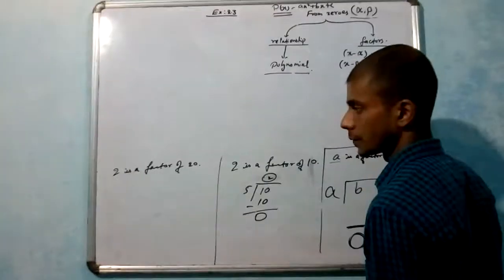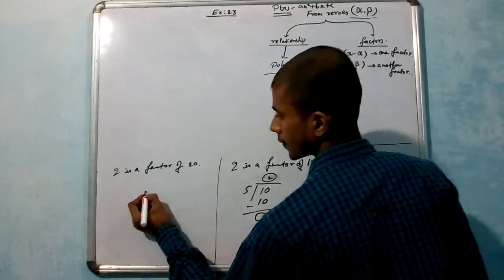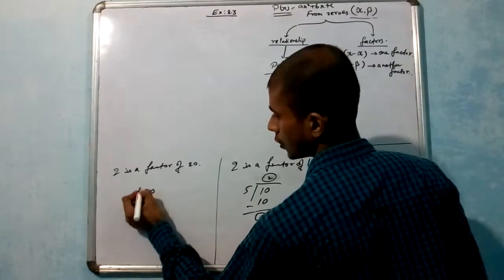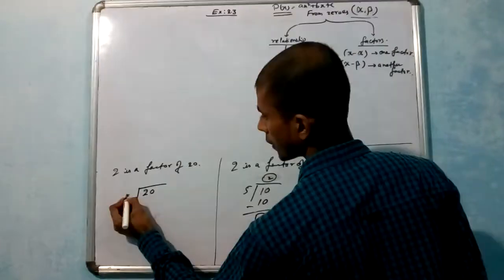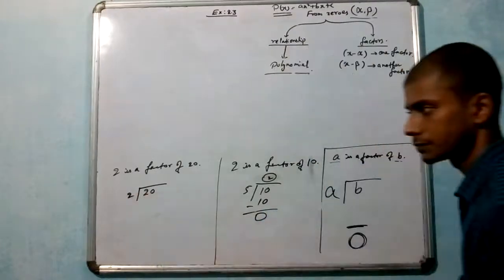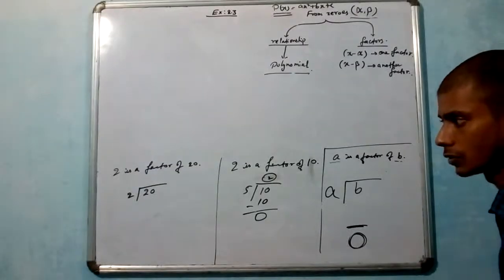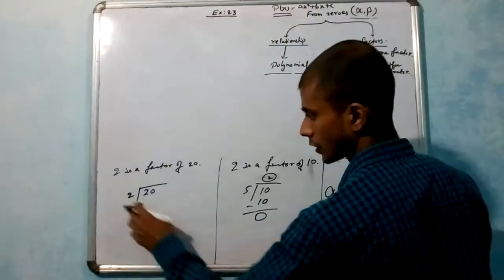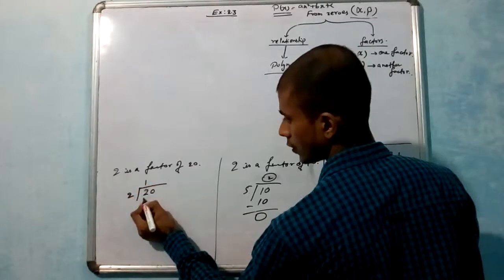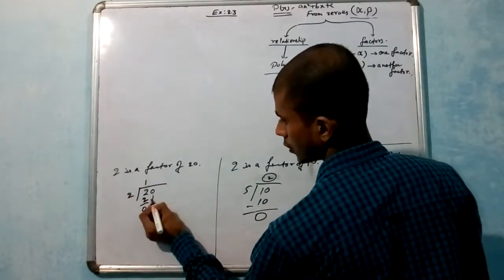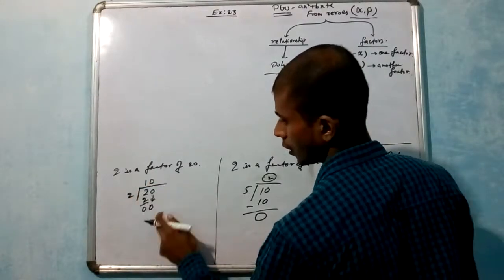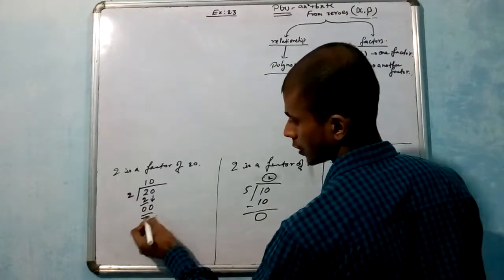Fine? So what does it mean? 20 can be fully divided by 2, no? And the remainder will be 0. So let us divide. 2 ones are 2, 0. This 0 came here, 0 came here. Remainder we got 0 or not? Yes. And we got this quotient here.